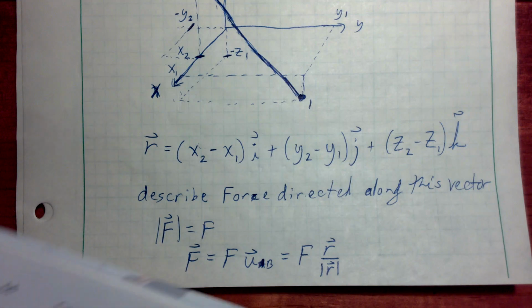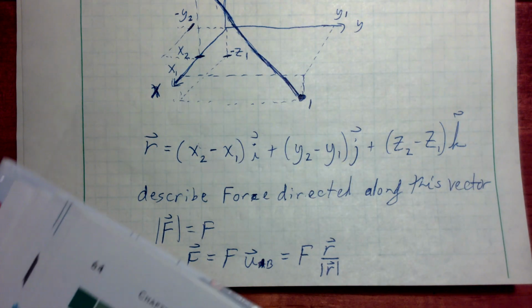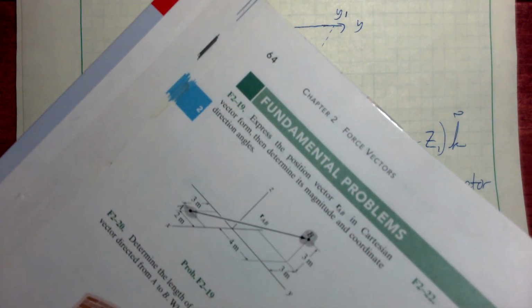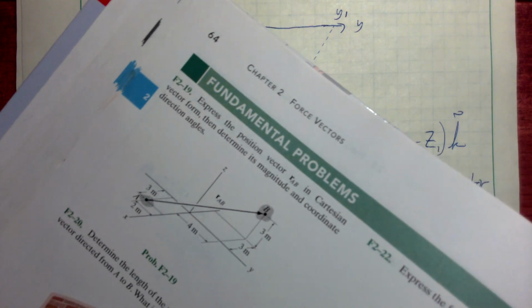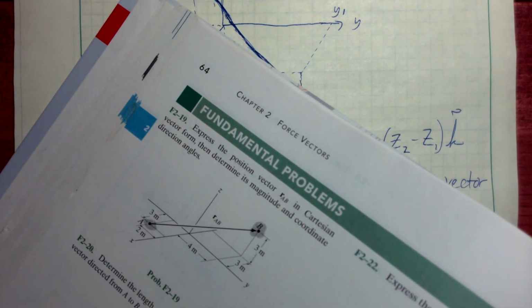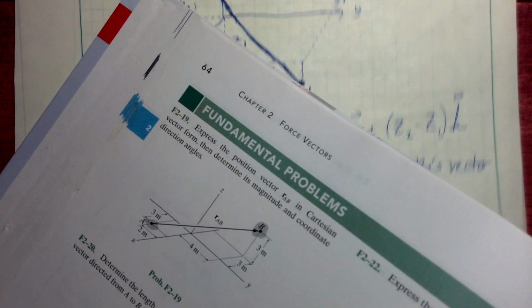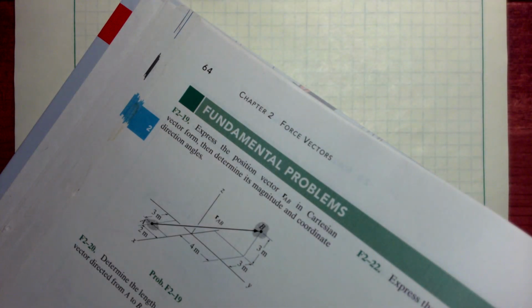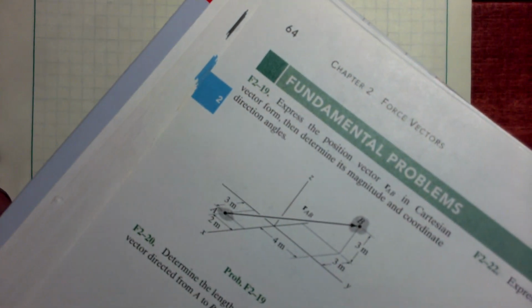Okay, in that last video we finished up talking about position vectors, or at least introduced them. As I mentioned, we're going to work an example problem here. This is fundamental problem 219. I'm working out of the Hibbeler text, 14th edition. That's what I'm using in the course I'm currently teaching. We're going to work this problem, though.